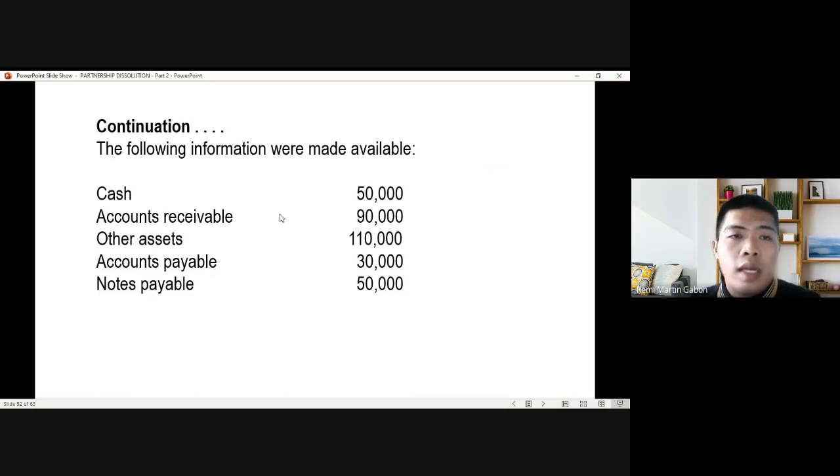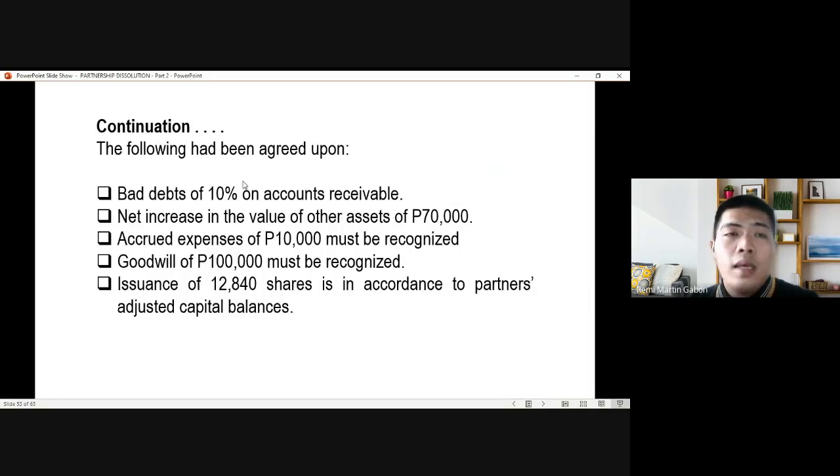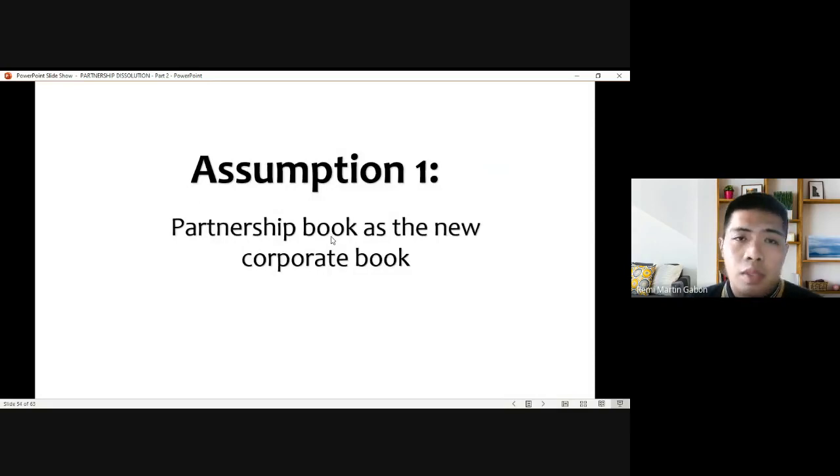Cash, 50,000, accounts receivable, 90,000, other asset, 110,000. Accounts payable, 30,000, and notes payable, 50,000. Then they have the following agreement. Bad debts on accounts receivable 10%, increase in the value of other asset by 70,000. Accrued expenses must be recognized, 10,000, and goodwill of 100,000 must be recognized. Then the issuance of 12,840 shares in accordance with partners' adjusted capital balances. So how are we going to account for all of this? Let's have first the first assumption. Partnership book as the new corporate book.